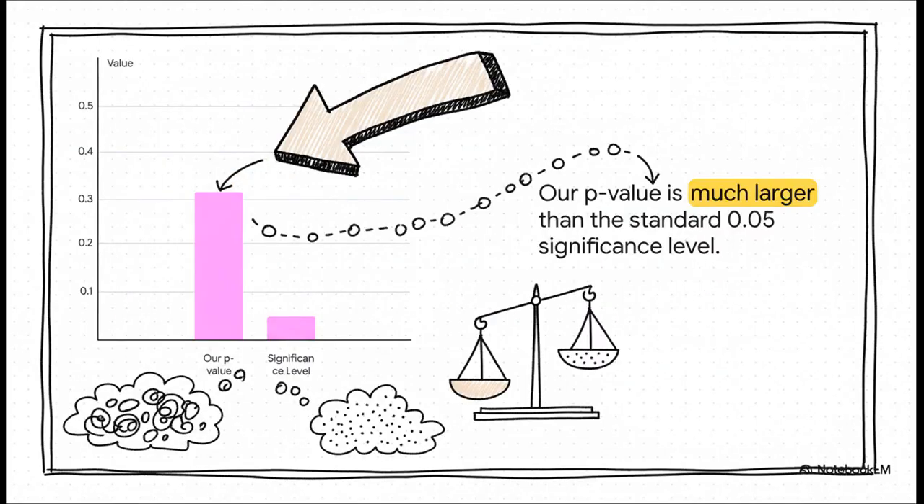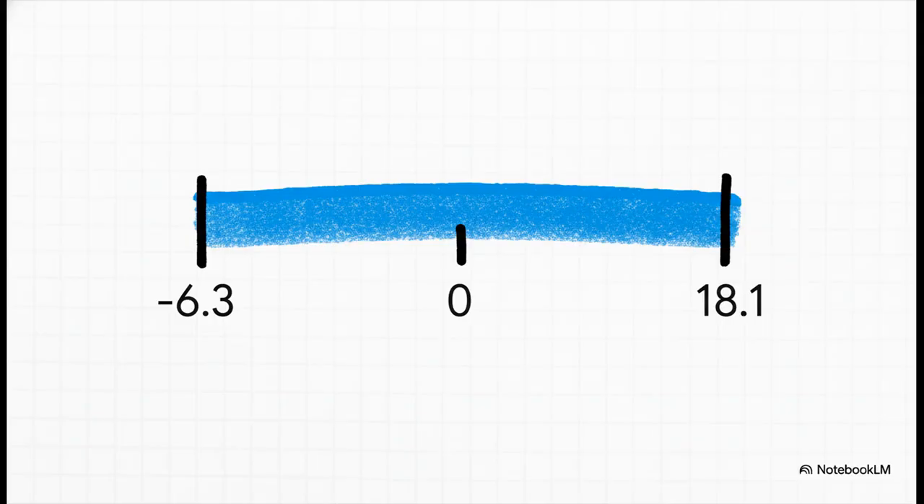The most important step is to compare our p-value to a preset cutoff point, which is usually 0.05. Think of this as the line in the sand. If our p-value is below 0.05, we get to say the result is statistically significant. But our value, 0.312, is way, way above that line. It's not even close.